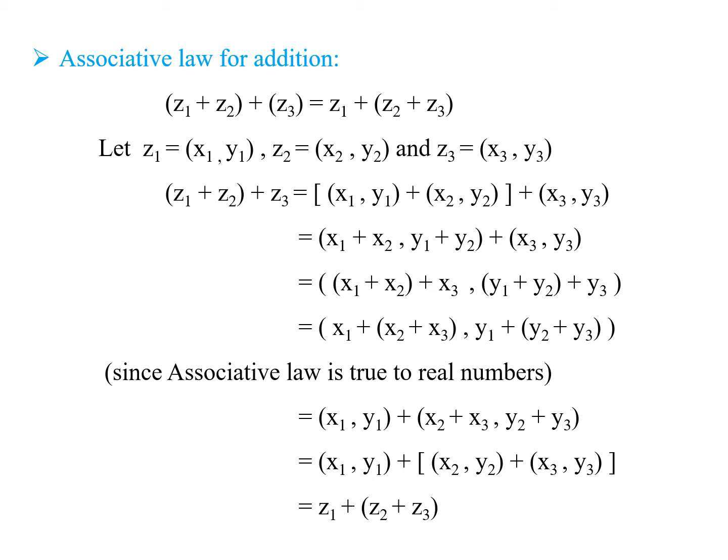We know x1, x2, x3 are real numbers, and y1, y2, y3 are real numbers. In basic information, real numbers satisfy the associative law. So therefore we rearrange the group. So x1 plus x2 plus x3, it is one group. Similarly, in the imaginary part, y is also a real number, but in the imaginary part we group y2 plus y3 as one group. So again it will give x1 comma y1 plus x2 plus x3 comma y2 plus y3. So that is equal to z1 plus z2 plus z3.